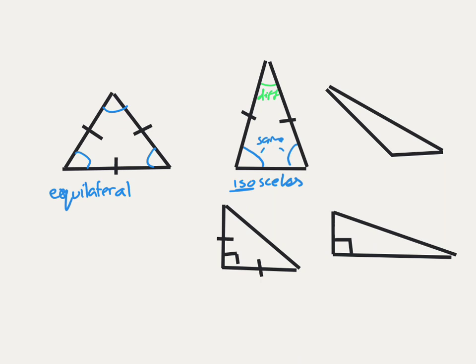And here we have a triangle where none of the sides are the same. That is called a scalene triangle.